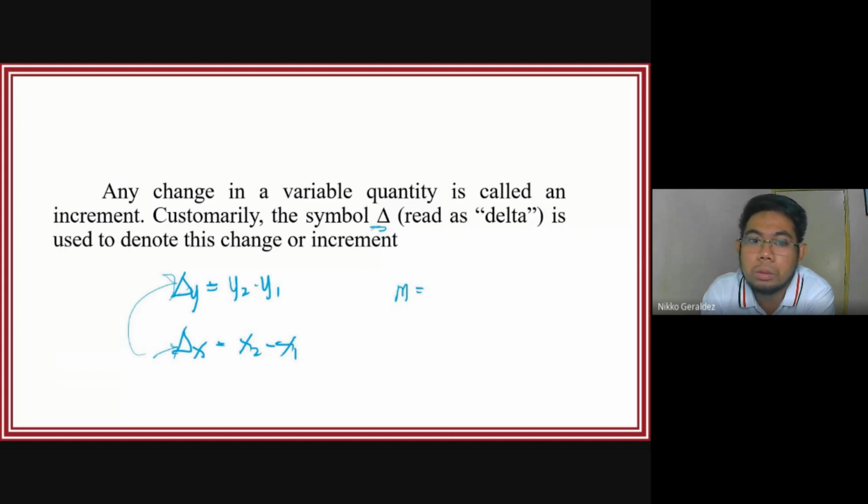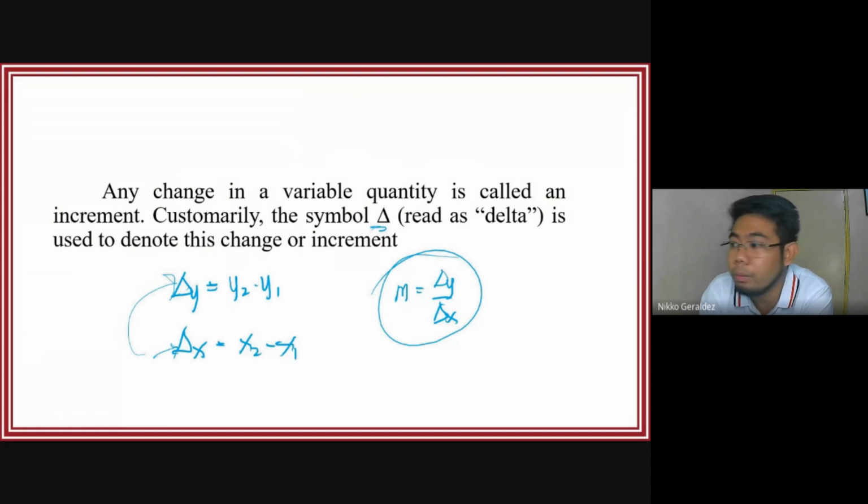To solve for the slope of a line, our formula is delta y over delta x, change in y over change in x. So the slope is an example of a rate of change, the changes in y with respect to x.